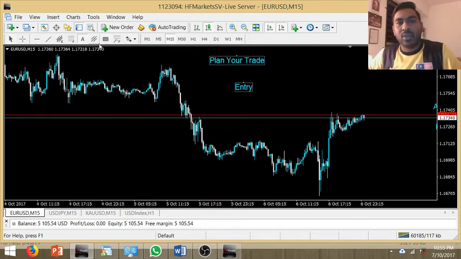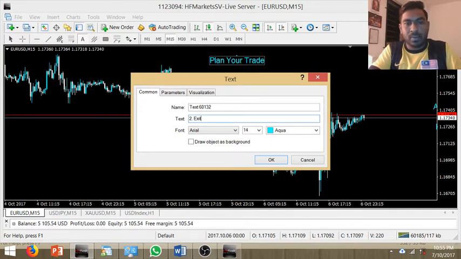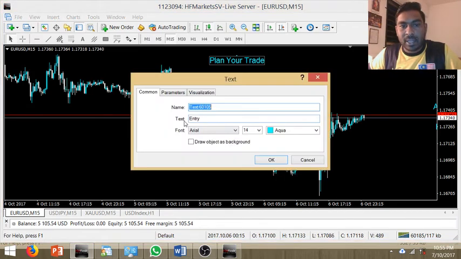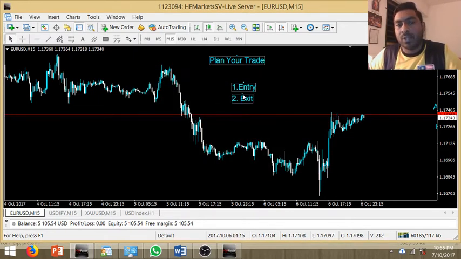The next thing that you need in order to plan your trade is number 2, your exit position. When you enter the market, you do not make money until you exit. Only when you exit will you start making money. So number 1 is your entry, number 2 is your exit. Let's assume that you're entering the market with a buy order. Obviously you would want the price to go up, so when the price goes up to a certain level, you would want to exit and take the profit.